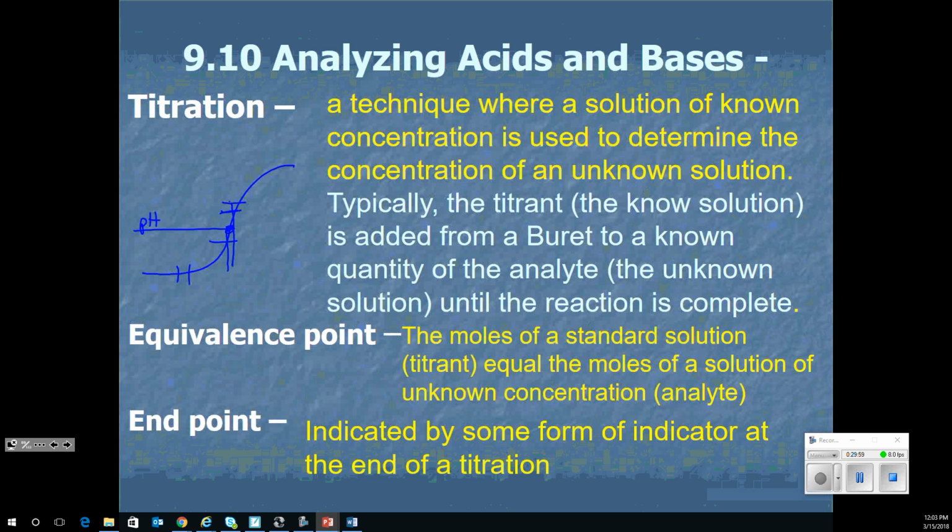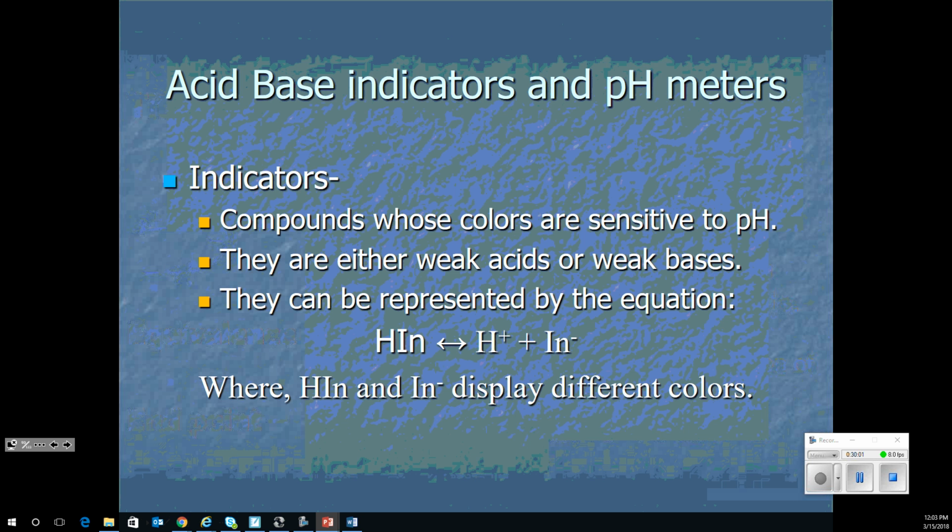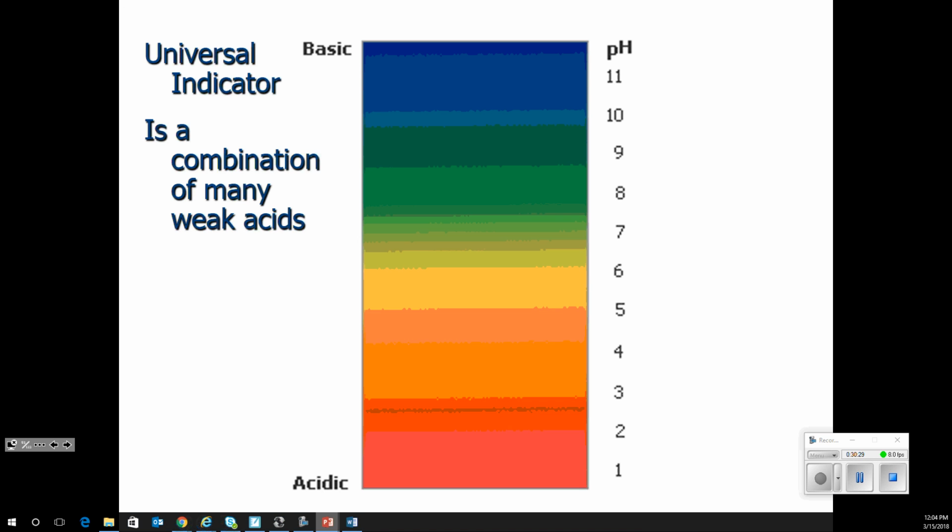It's important. So we use indicators. We just did a little bit of work on indicators. And indicators basically have a different color over here than they have over here. And as I add hydrogen or take hydrogen away, it shifts the color of the indicator. That's all that's happening. Endpoint is when the indicator changes color. So these are usually weak acids or weak bases that we're using, and they just display different colors.